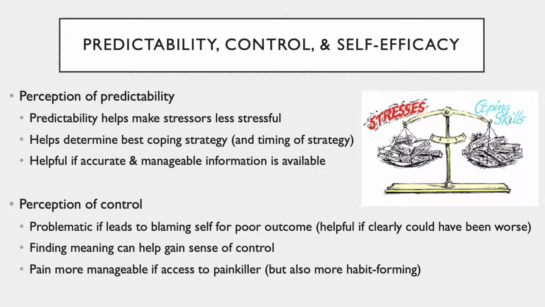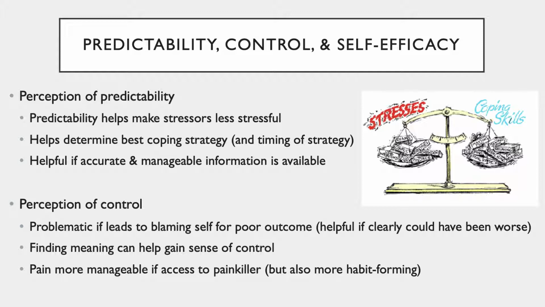Predictability is helpful in certain cases, but not in all. The most important variable when it comes to the perception of predictability is whether that predictability is accurate and whether it's manageable information. For example, predictability is not helpful if the stressor's coming in a second from now. You don't have time to prepare. It's also not helpful if it's coming decades from now. It's too far away to actively prepare for it now. Predictability is also not very useful if the stressor seems too much to handle, is too vague to really understand what it means, or if it's just too bad that we can't prepare ourselves for something that awful.